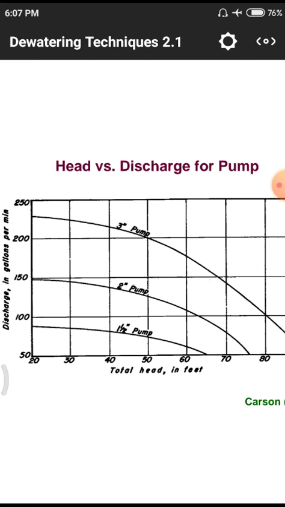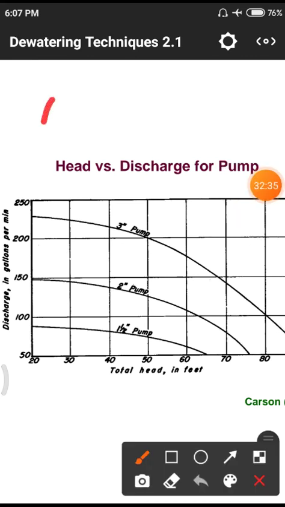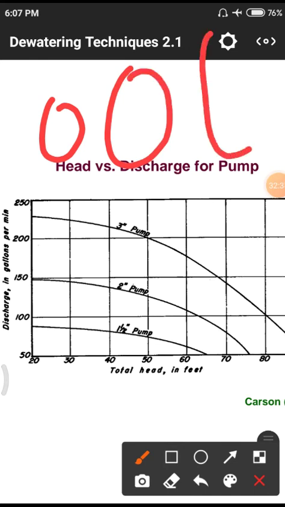We have a 1.5 feet pump, 2 feet pump, and 3 feet pump. That is simply the diameter of the pump, not inch but feet. One dash means inch, two dashes means feet. So 1.5 feet pump, 2 feet pump, 3 feet pump. Simply, they are increasing the diameter of the pump, and each diameter of the pump has different permeability and different flowing properties.